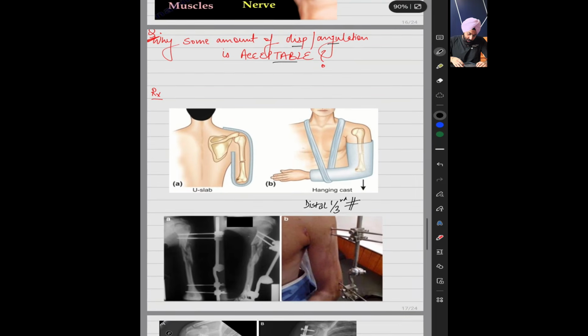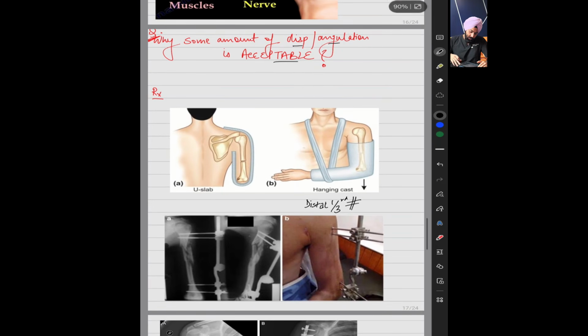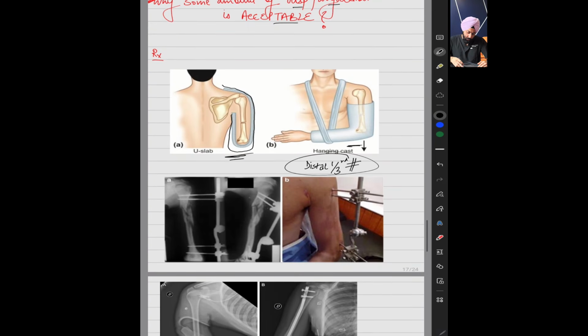So what are the treatment modalities for shaft of humerus fractures? We have the U slab, where the plaster starts from the side of the neck and extends downwards along the lateral outer aspect of the arm towards the armpit. So this is a U slab. Similarly, we have a hanging cast, which we use primarily for distal 1/3 shaft of humerus fractures.